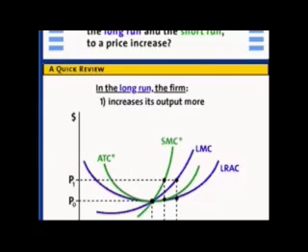In the next lecture, we'll look at how a single firm responds to a change in the market.